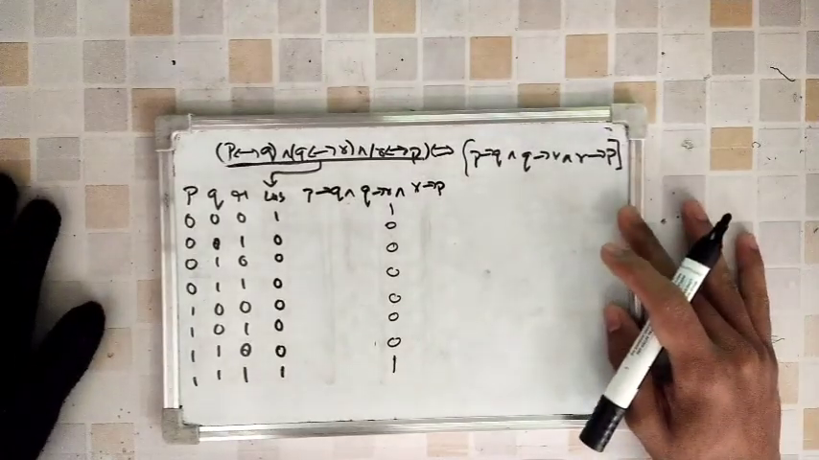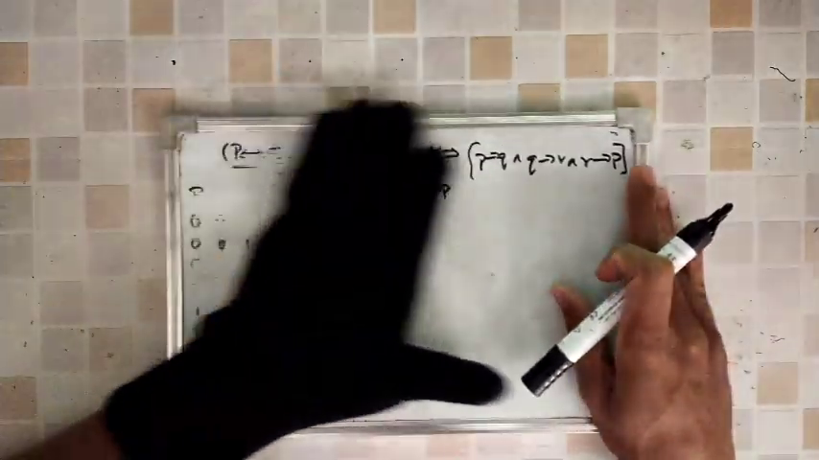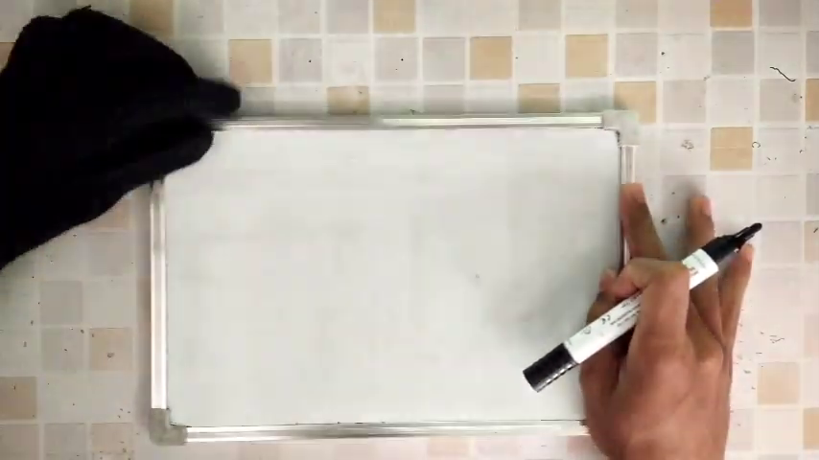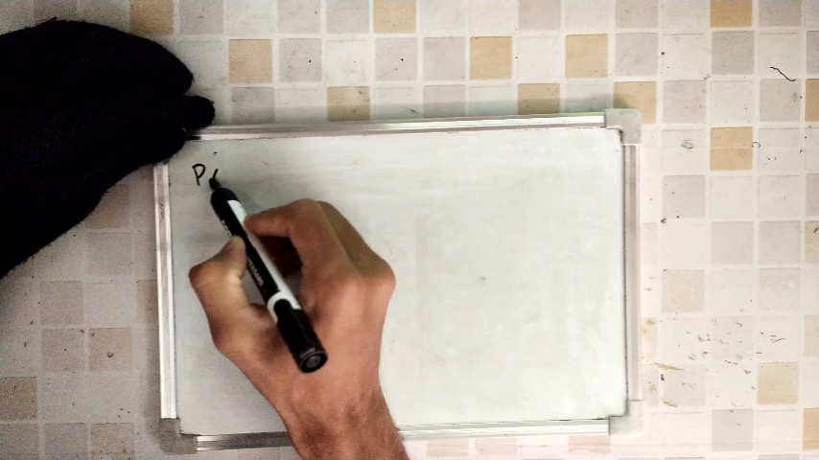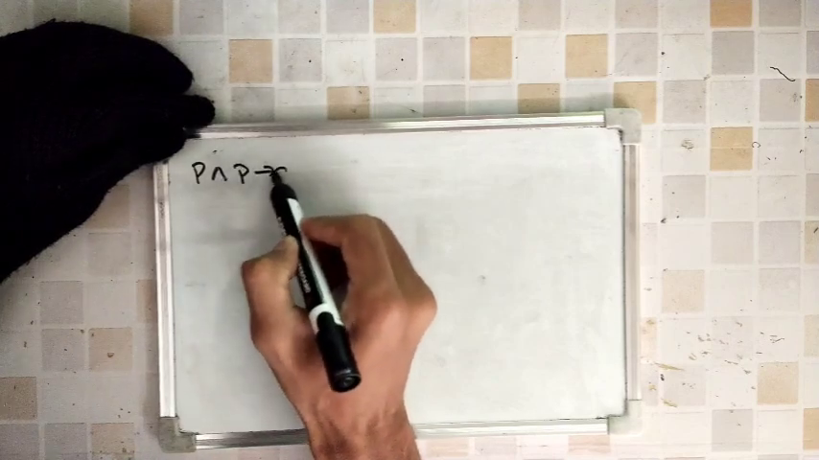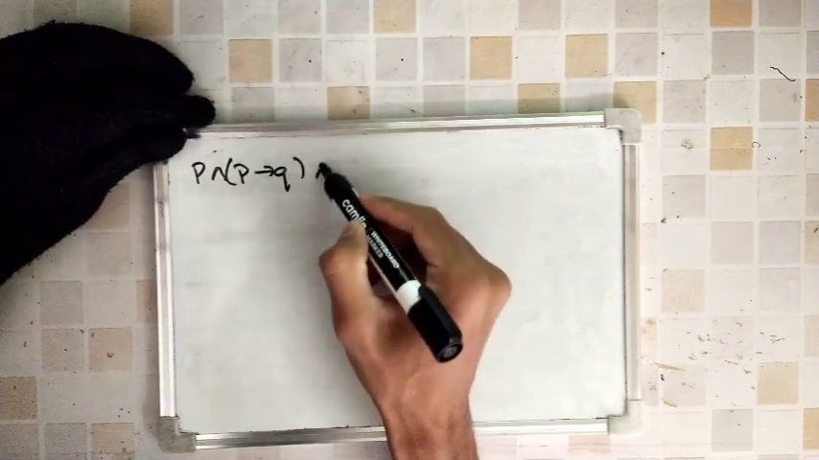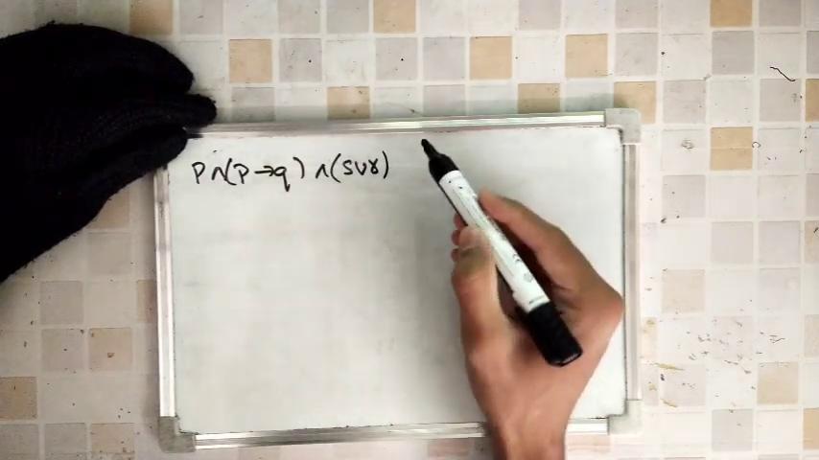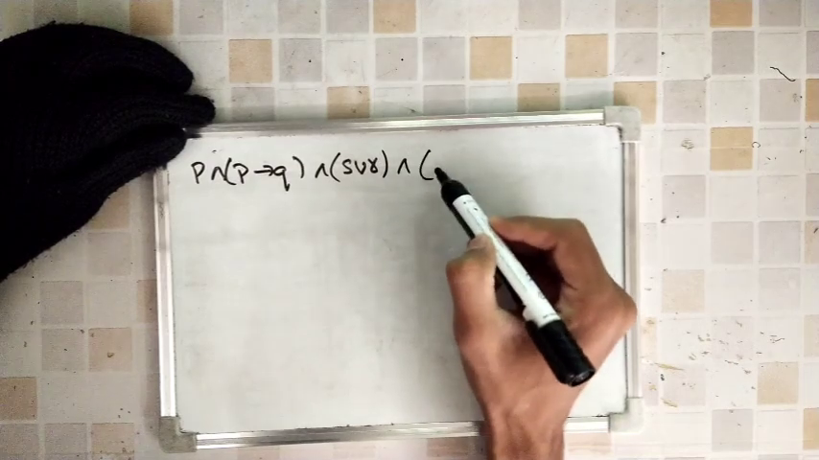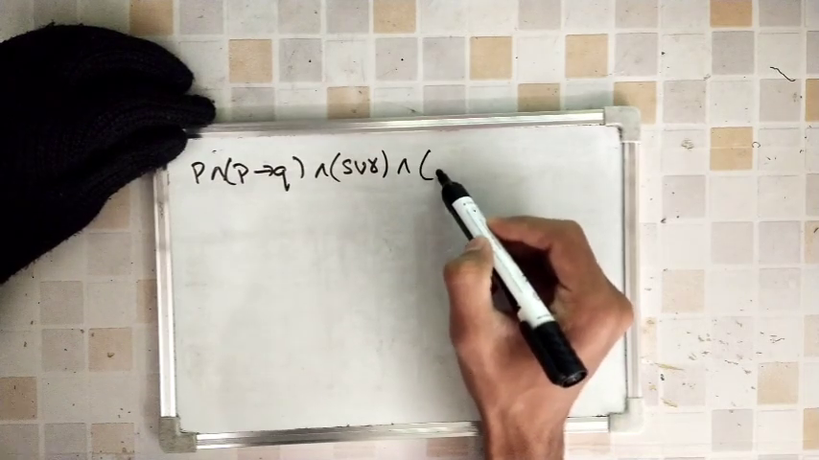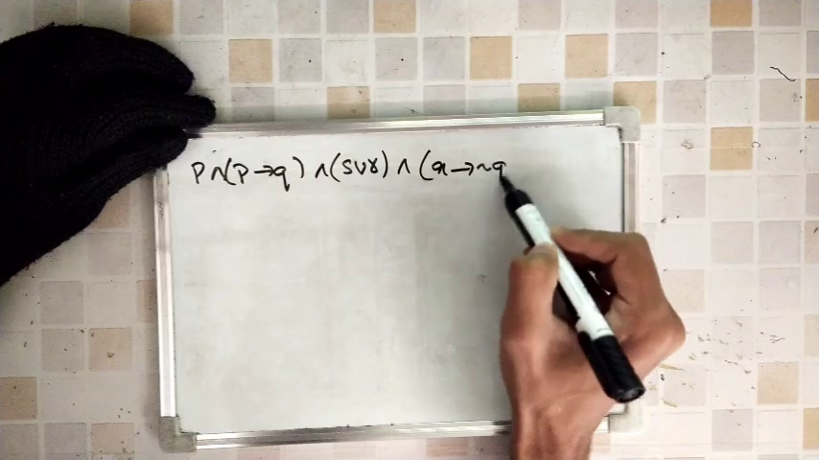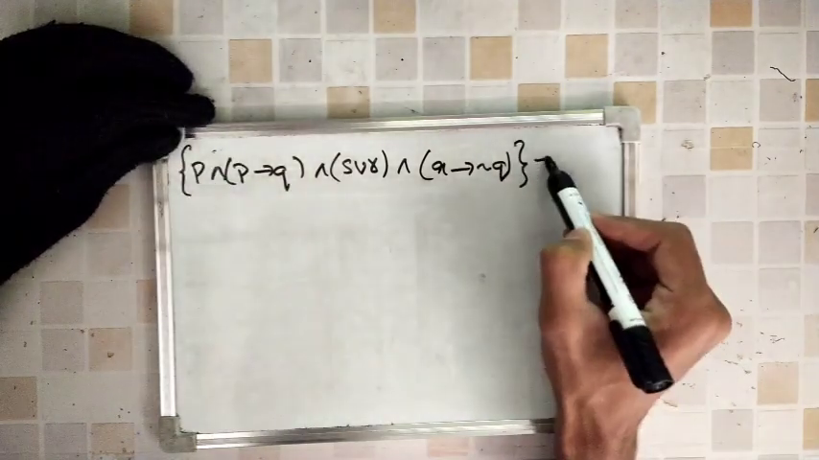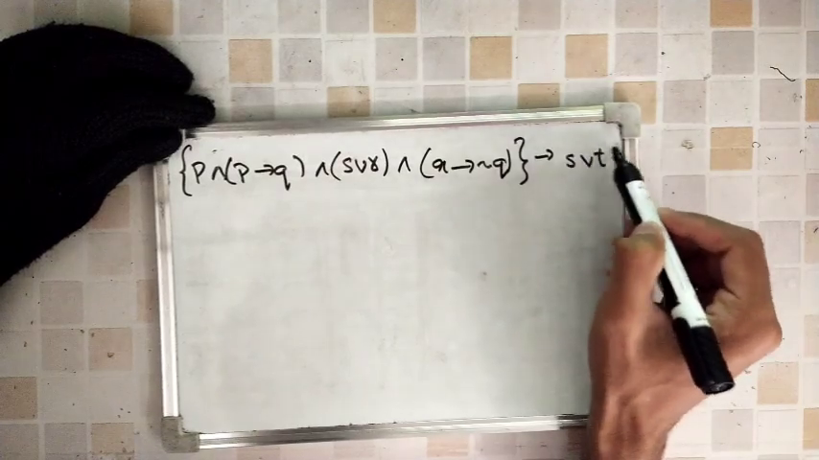They have said: establish the validity of the following argument using rules of inference. I have to do this now. So here I have P and P implies Q and S or R and R implies negation Q. This whole thing implies S or T.